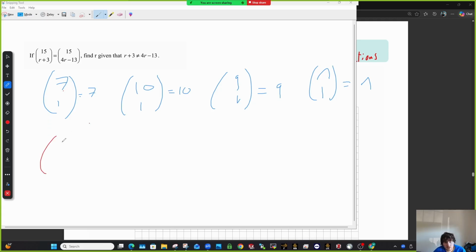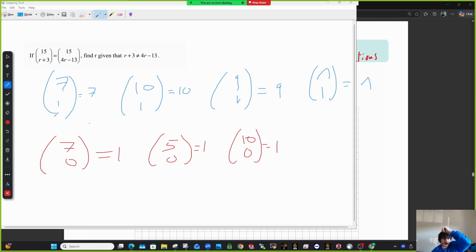Another thing you've got to know is that 7 choose 0, 5 choose 0, and 10 choose 0 are all equal to 1. Anything choose 0 is 1. Let me put this into words. 7 choose 1 is 7 because it's asking, there are 7 people, how many ways are there to choose 1? There are 7 ways, you pick everyone individually once. Why is 7 choose 0 equal to 1? It's asking how many ways are there to pick 0 people from 7. There's only one way: you don't pick anyone. So n choose 0 is 1.